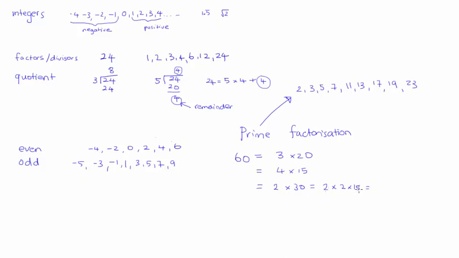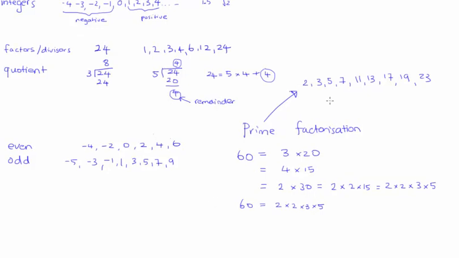What can 15 be divided by? It cannot be divided by 2 exactly. The next prime number is 3. So 2 times 2 times, and 15 is 3 times 5. And 5 is also a prime number. So 60 is prime factorized into 2 times 2 times 3 times 5. That's how you do prime factorization.